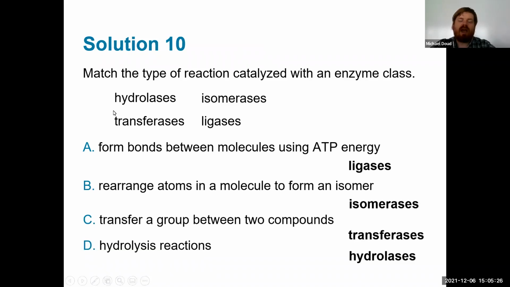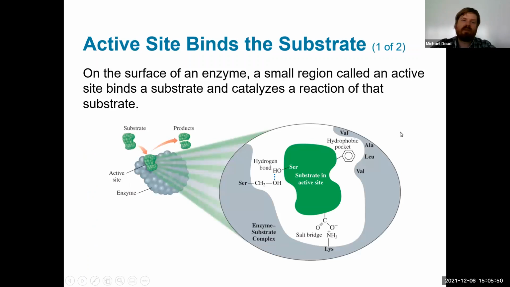Okay, so what type of reaction is catalyzed by which enzyme class? Form bonds between molecules using ATP energy. That ATP is a giveaway there. That means it's a ligase. Rearrange atoms in a molecule to form an isomer, isomerase. Transfer a group between two compounds, that's a transferase. And then finally, hydrolysis reactions, those are hydrolases.